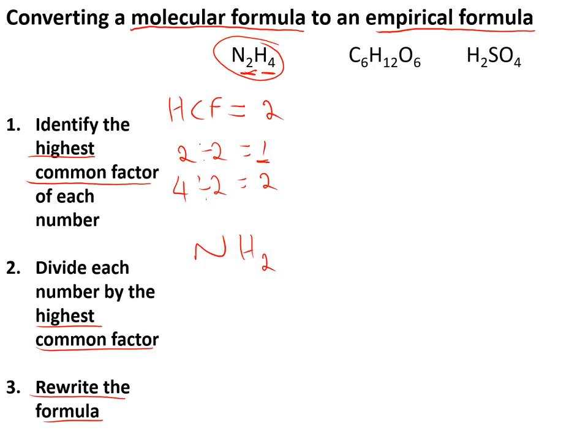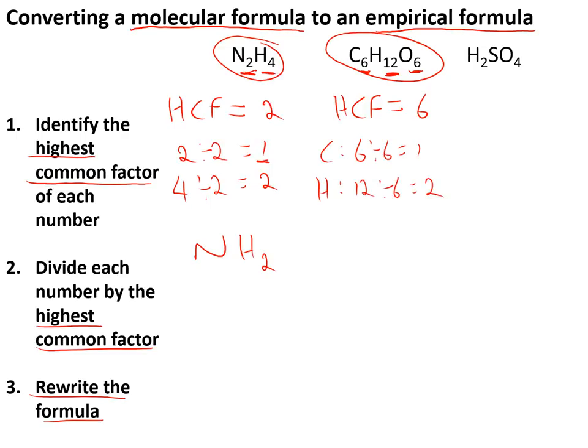A more difficult one this time. So this here is glucose. Okay. So glucose is C6H12O6. The highest common factor of 6, 12 and 6 is 6, because each of those numbers can be divided by 6. So the highest common factor equals 6. So for carbon, I'm going to do 6 divided by 6 equals 1. For hydrogen, I'm going to do 12 divided by 6 equals 2. And for oxygen, I'm going to do 6 divided by 6 equals 1. So my empirical formula, rewriting that formula, is going to be CH2O. And again, just a reminder that because the C and the O are both ones, we don't put a number in the equation.